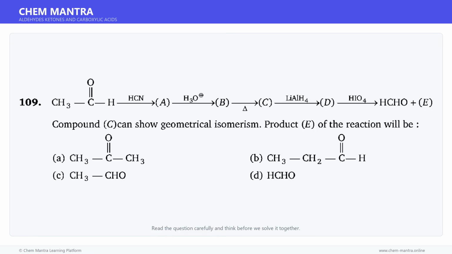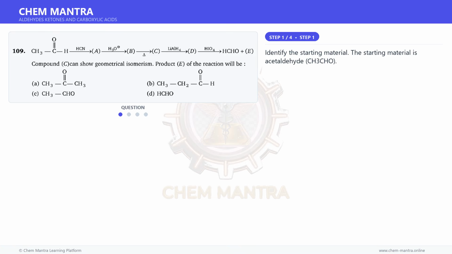Here is a question. Read it carefully and think about the answer. Let us solve it step by step. Identify the starting material. The starting material is acetaldehyde, CH3CHO. Moving on to the next step.